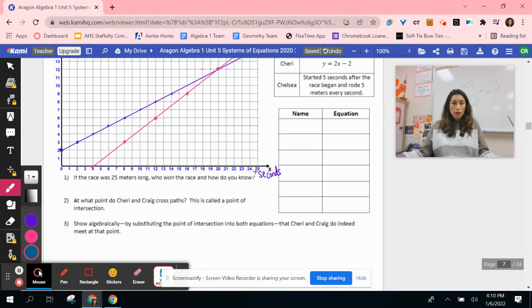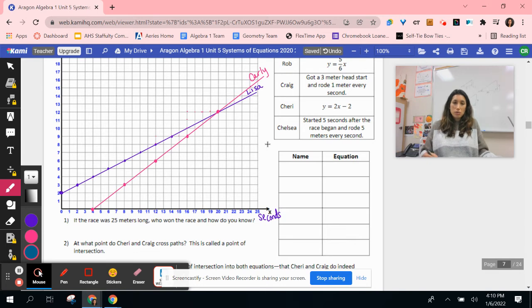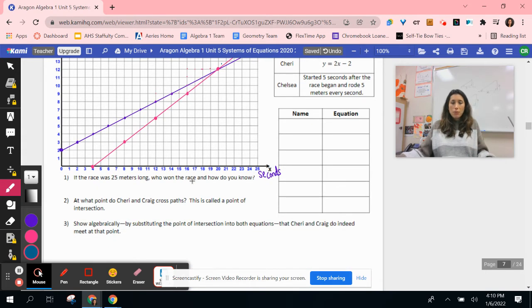Then you're looking for at which point do Sherry and Craig cross paths. And again, attending to precision. So remember, this was Carly and Lisa, and I wouldn't have gotten that point accurately unless I graphed all of my coordinate points. So check the line for Sherry and Craig and see where they intersected. And then we're going to show algebraically, by substituting the point of intersection into both equations, that Sherry and Craig do indeed meet at that point.